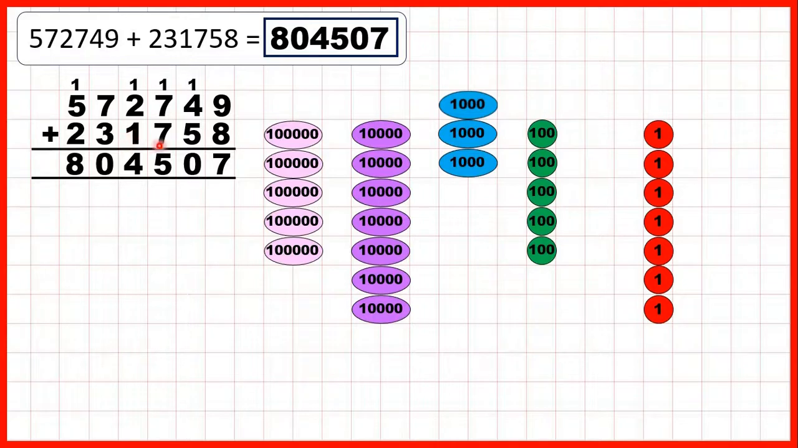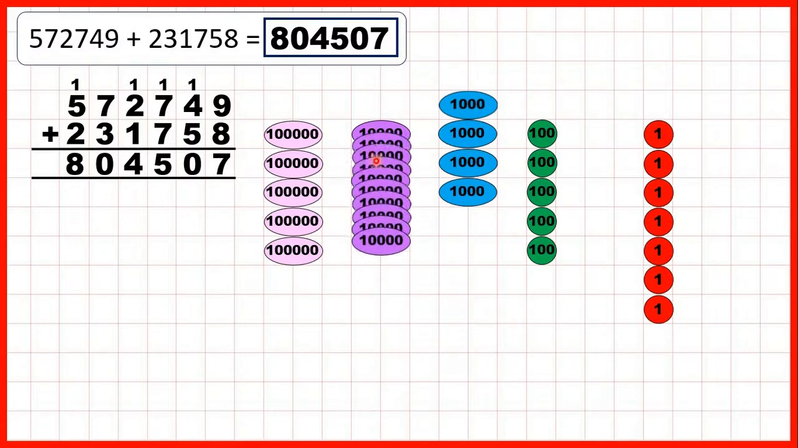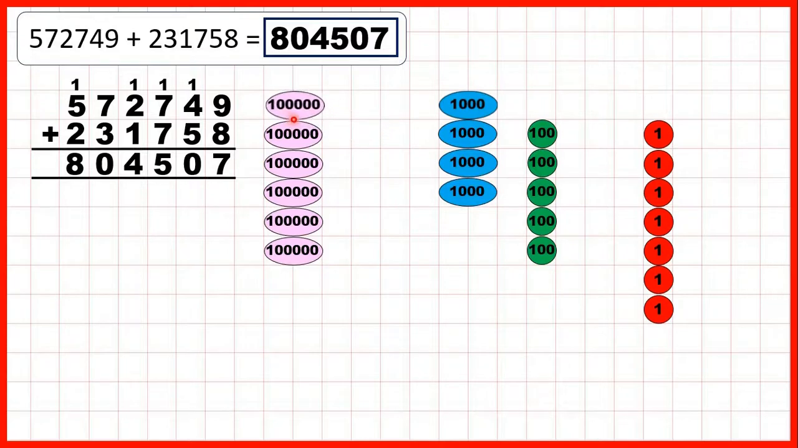We need to add 1 more 1,000 to give us 4 thousands altogether. And now we need to add 3 10,000s. When we add 1, 2, 3 10,000s, that gives us 10 10,000s altogether, which we need to exchange for 1 more 100,000. So now, because we don't have any 10,000 counters after exchanging, we have 0 as our 10,000s digit. So now we just need to add 2 more 100,000s to give us 8 as the 100,000s digit of our answer, 804,507.